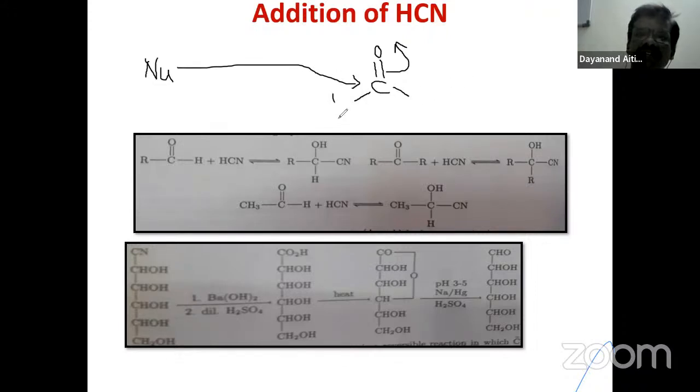If you see this one, what is the compound? It is nothing but formaldehyde. Whereas if you take up this one, it is acetaldehyde. CH3 is there instead of H, we are having CH3. Okay, which is more reactive? Can anybody tell me? Towards nucleophilic addition reaction, which is more reactive among these two?